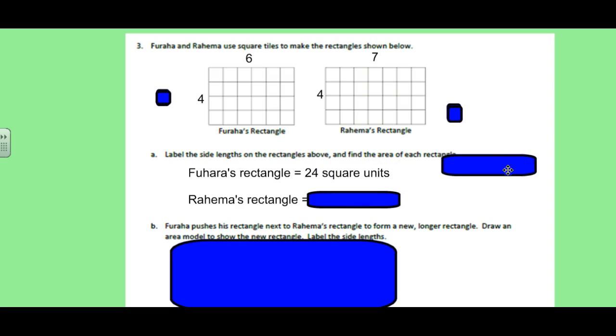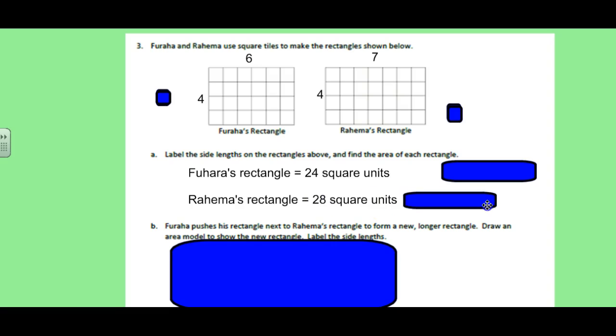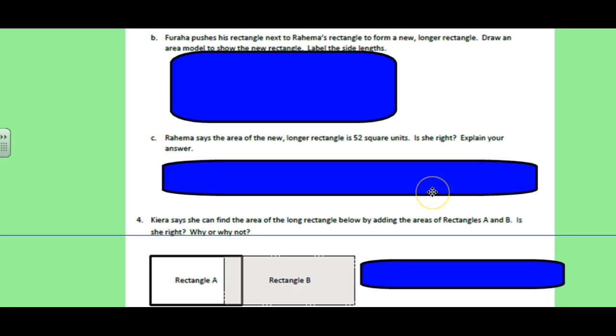So Furara's rectangle is 24 square units, and Rahima's rectangle is 28 square units. Okay, so for part B, it says Furara pushes his rectangle next to Rahima's rectangle to form a new longer rectangle. Draw an area model to show the new rectangle and label the side lengths.